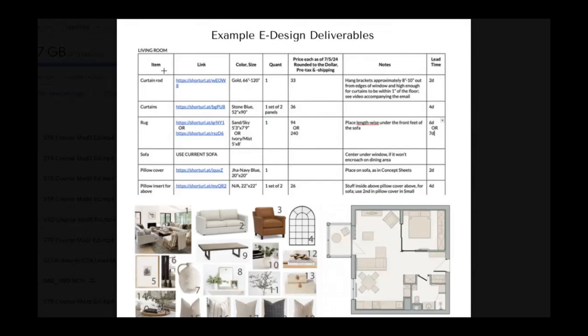And then down the left side, these are what you'll find. For this particular living room, you'll find a curtain rod, curtains, a rug, sofa, pillow cover, pillow insert for that pillow cover, all those pieces of information. So like for that first item, the curtain rod, you follow the row across. You'll have the link to that exact curtain rod. You'll get the color and size to buy, quantity, in this case one. There was one window in this living room.